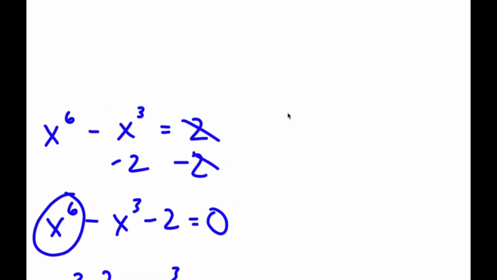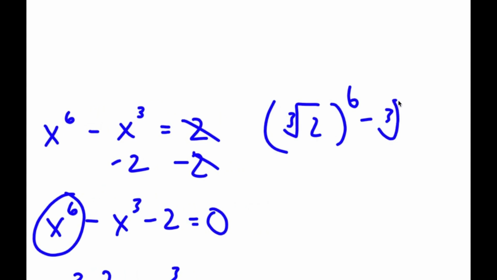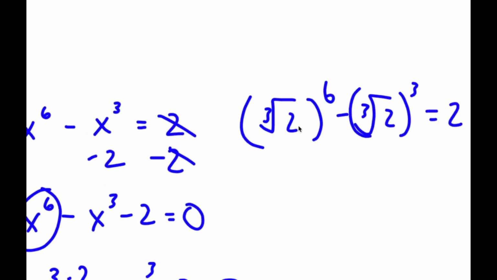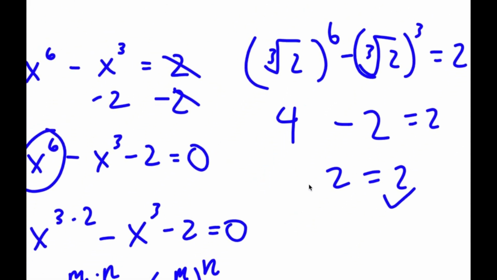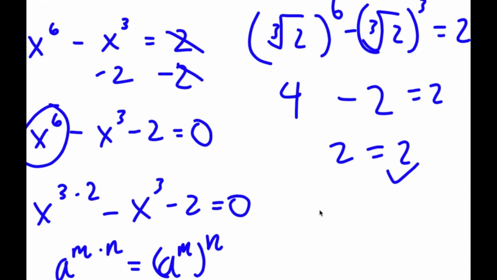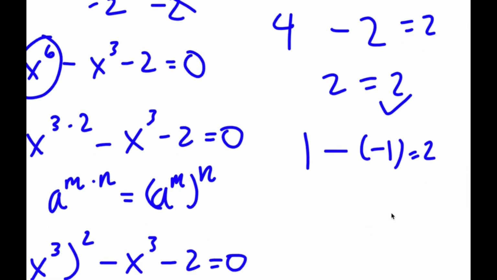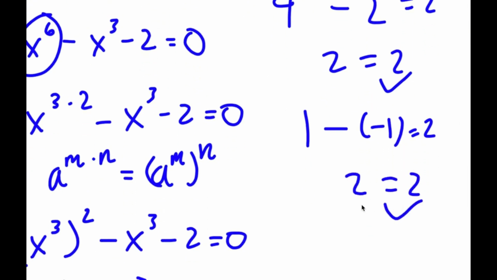So now to check, I'm going to plug these two in. So first, the cube root of 2. So the cube root of 2 to the power of 3 is simply equal to 2. And the cube root of 2 to the power of 6 is 4, so I have 4 minus 2 equals 2, and 2 equals 2, so this is right. And negative 1, I have negative 1 to the power of 6, which is 1, minus negative 1 to the power of 3 is negative 1. 1 minus negative 1 is 2, so I have 2 equals 2, so both solutions are right.